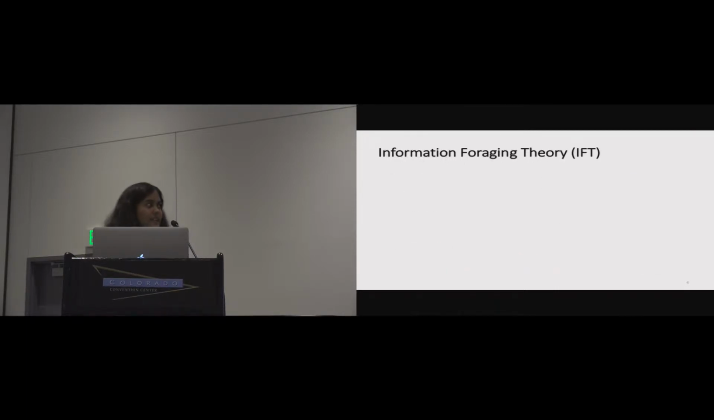We think Information Foraging Theory, or IFT, can help. It's a theory of how people search for stuff, look for information, and has been proven to be useful in a lot of different domains, including programming. And here is what the theory says. People seek information the way animals find their prey in the wild. And the theory has a few constructs.